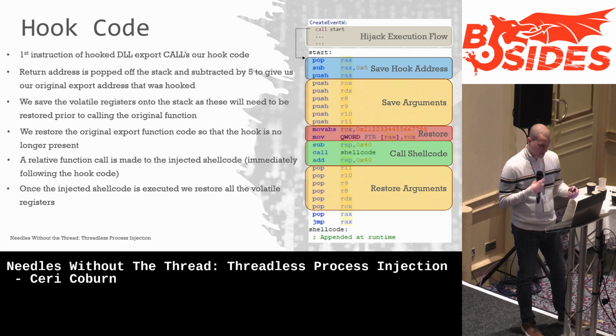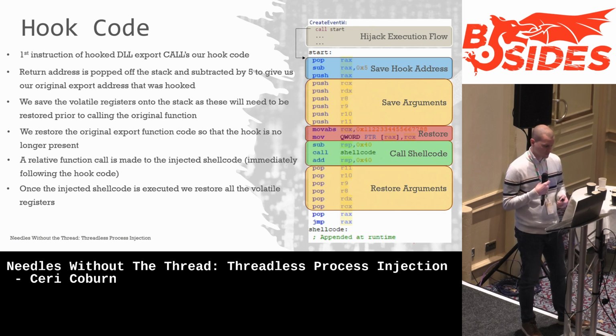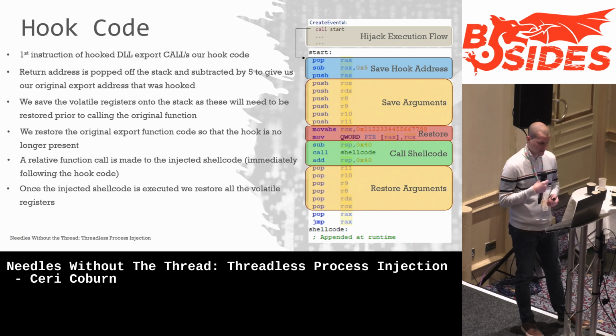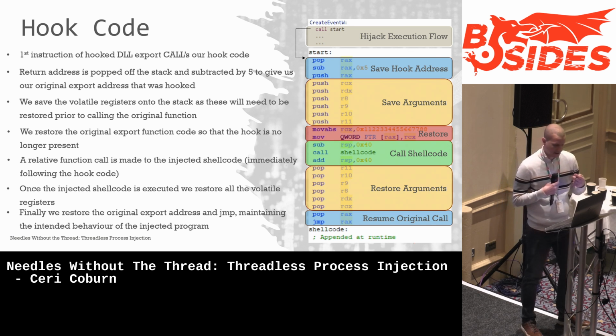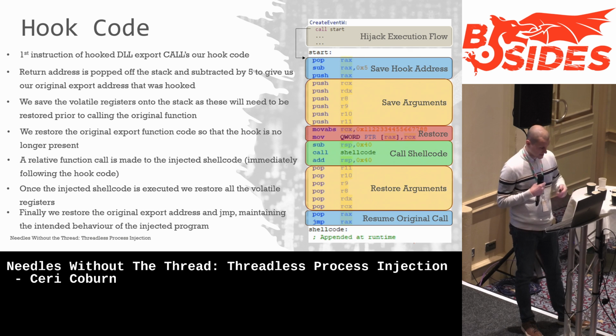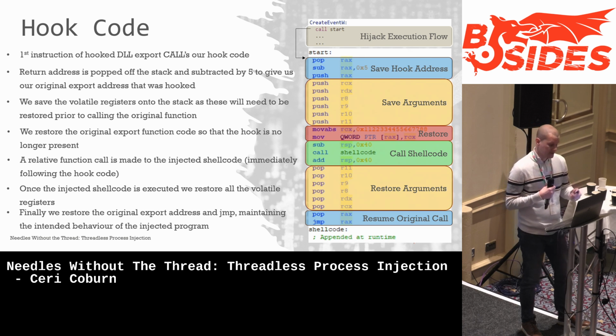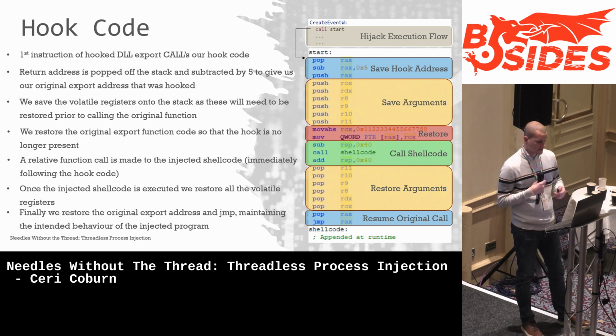So we're restoring all the non-volatile registers. So this puts it back in a state where you've got the original arguments. These were the arguments that were originally used to call the CreateEventW function when Notepad made that call. And then finally, you're restoring the calculated hook address so that then you can jump back to that exported function. So it means the original intended behavior of that program will still continue as expected.